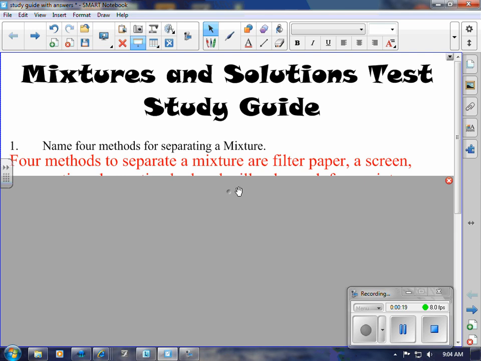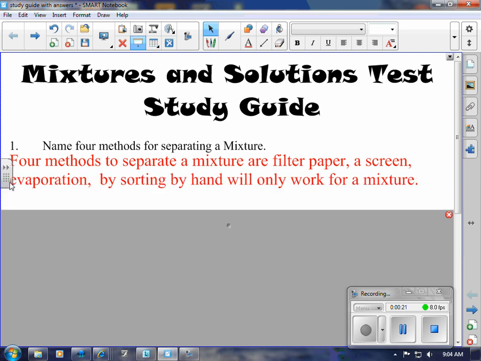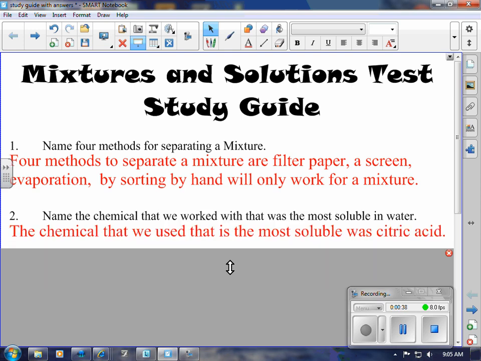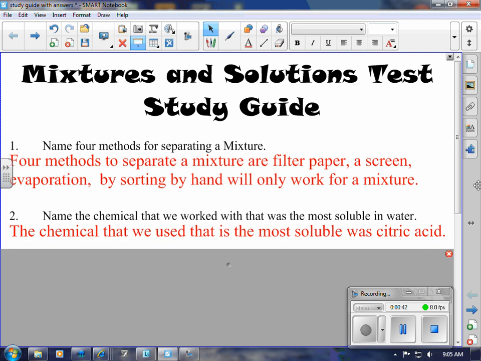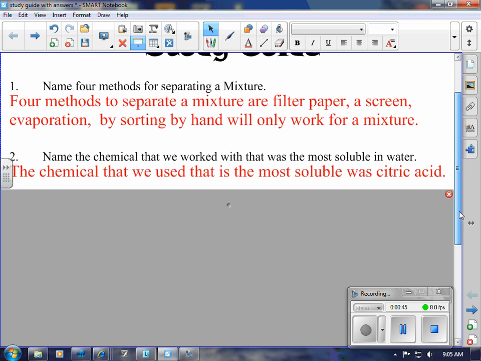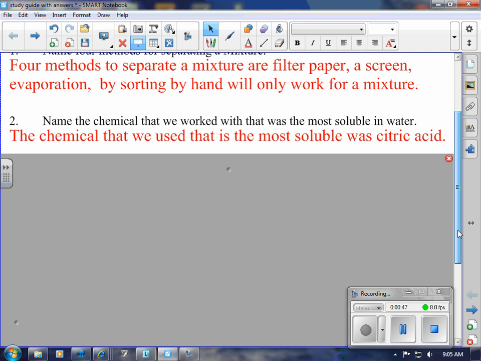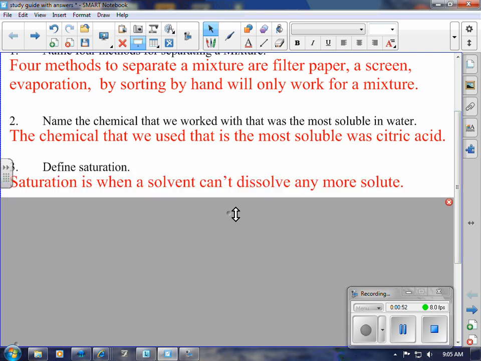Okay, four methods of separating that we've done. We've filtered using the filter paper, that coffee filter, the metal screen. We've evaporated, letting all the water rise out, or you can just sort by the physical property, like with your hand, which only works for a mixture. Think about how you pick foods out that you don't like. The chemical we worked with that was the most soluble was the citric acid. It would have been considered highly soluble versus the others that might have been moderately soluble or insoluble.